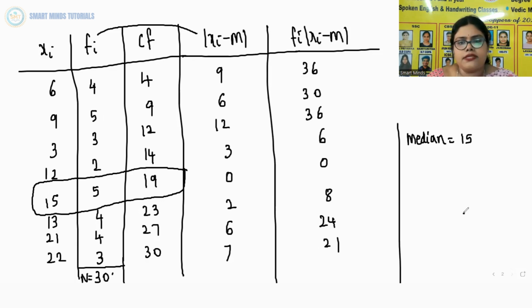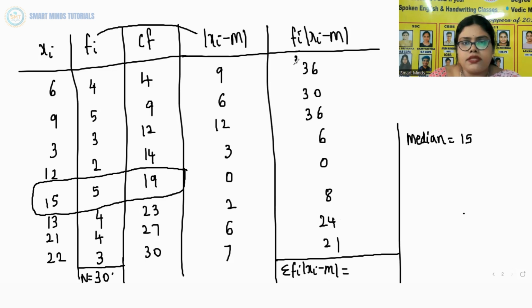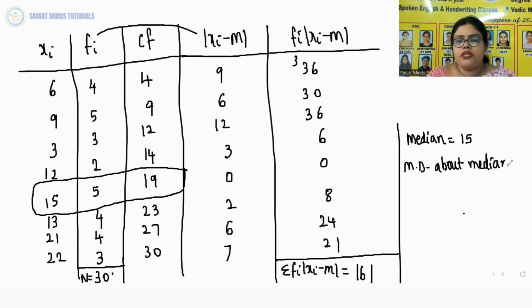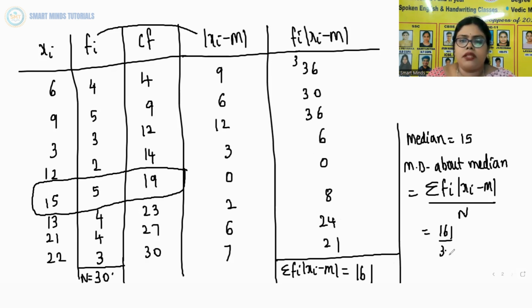Now we need to add this last column. What is sigma Fi mod Xi minus M? If you add this, what are we getting? It's 31, then 12, 161. This is 161. Now what is mean deviation about median? Mean deviation about median is sigma Fi mod Xi minus M by N. So that is 161 by 30.